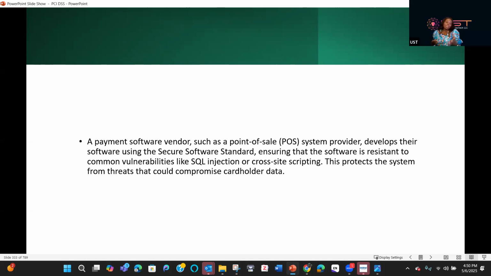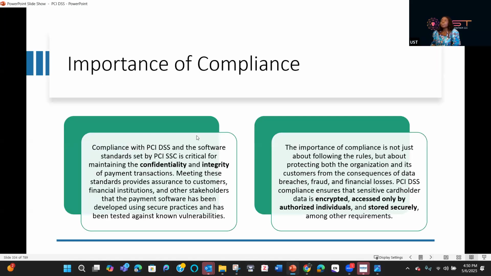So you don't just go and build any kind of stuff without testing. You don't say, you know what, this is my POS system, you guys can use it. No, you have to follow their standard. You have to follow the guideline as mandated by the PCI DSS or the SSF, right?